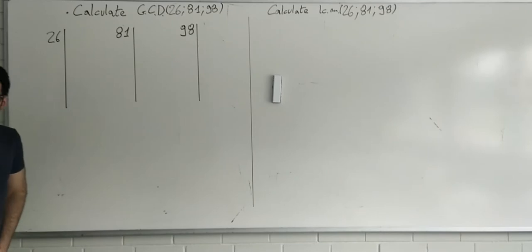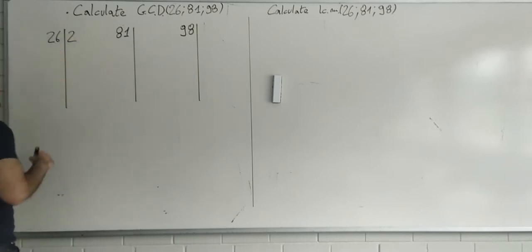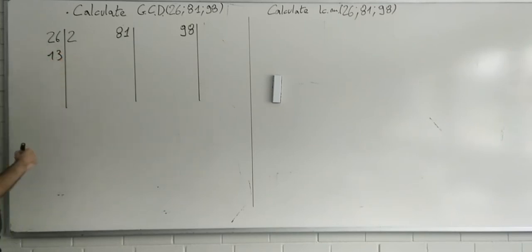Let's start from 26. 26 is an even number. That means we can divide it by 2. Let's do that. 26 divided by 2 is 13. Write the result here on the left.